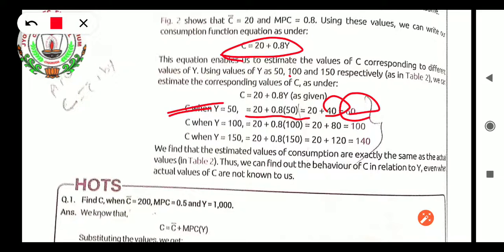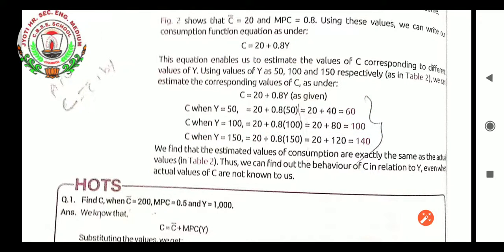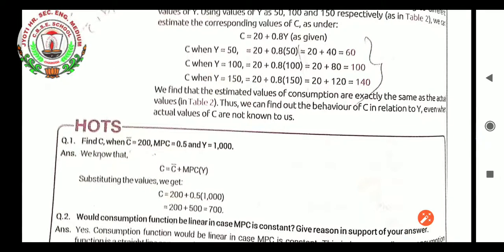Now let us assume our Y equals 100. Then what will we get? C equals, when Y equals 100, 20 plus 0.8 into 100. When we do it, we will get 0.8 into 100 equals 80. 20 plus 80, we will get 100. See, when Y equals 150, same way we will proceed. I think the calculation is easy and you can calculate by keeping simple terms.